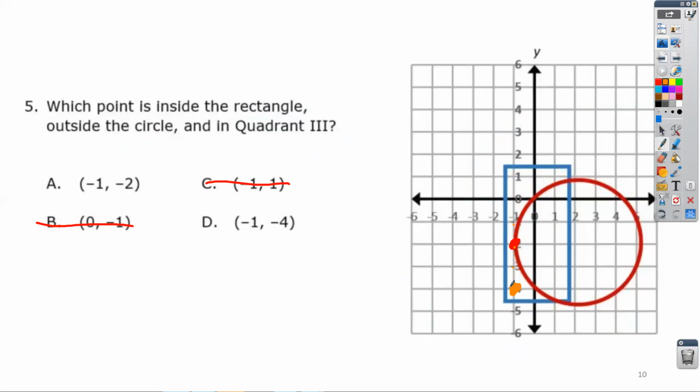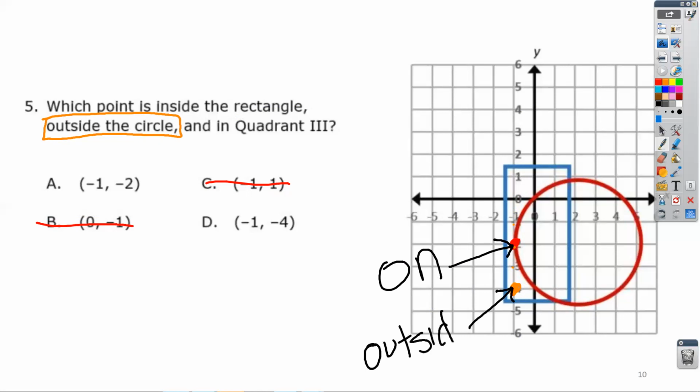Now, be careful of the wording. It said outside of the circle. Notice that this point right here is on the circle, where this point is outside the circle. So it's important that you pay attention to those words. So which one is it, A or D? Good, it should be D.